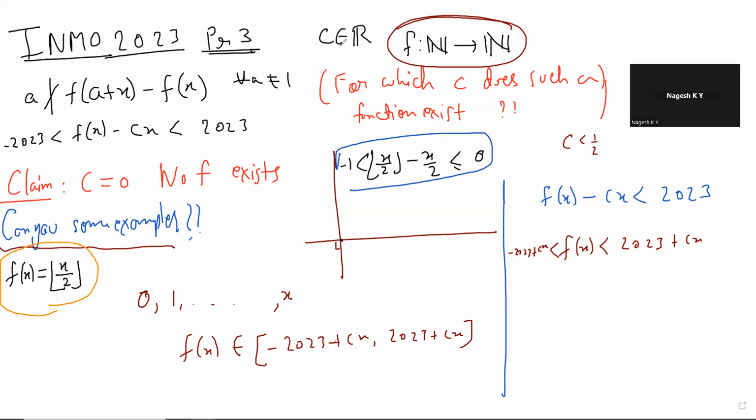For which functions does there exist a c? If you can do that, that's also fine. Then you basically found all the c's. So just take c equal to half. Now then you look at this.